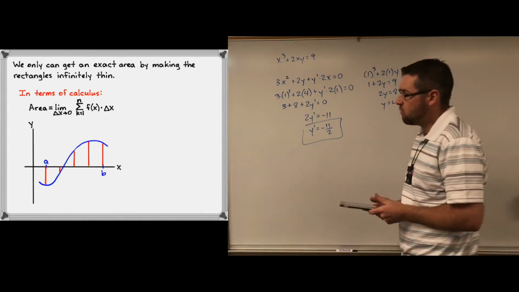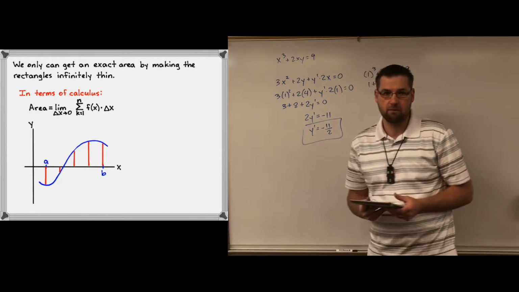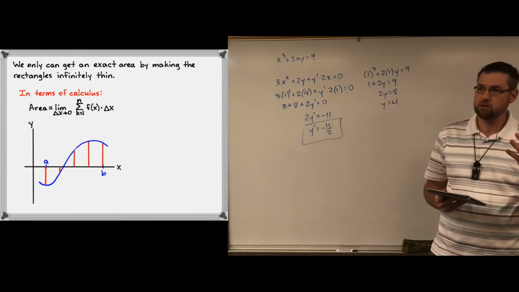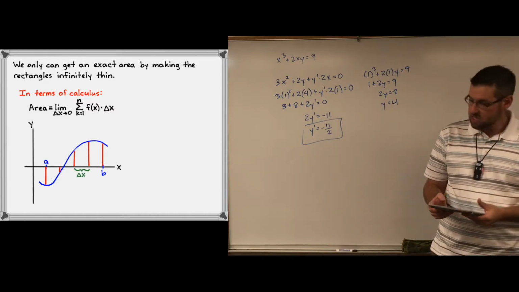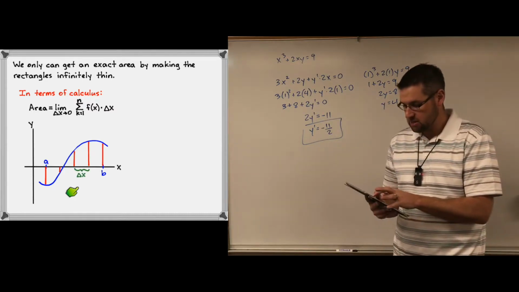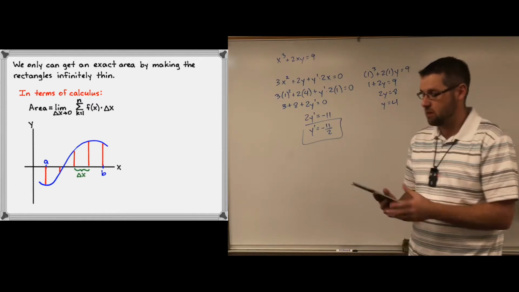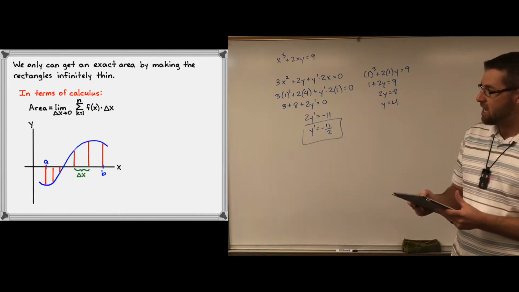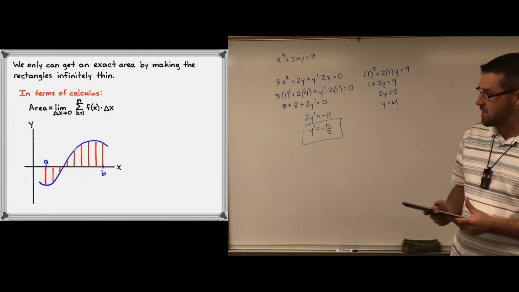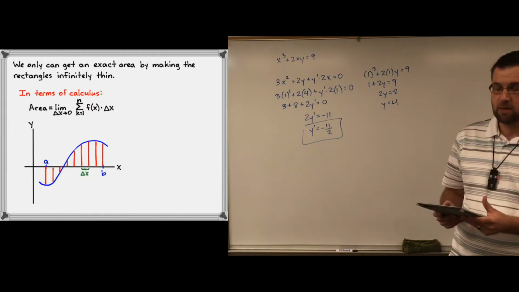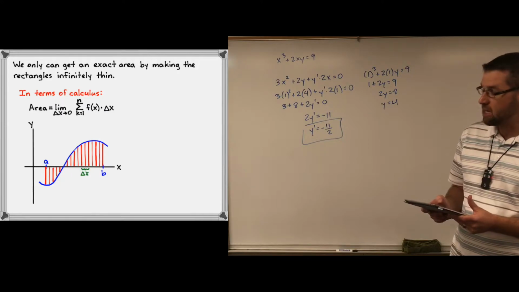Based on what I had before, how many rectangles do I have right now? We have 4 rectangles. And how wide was each one in the previous frame? They were 2. So this length here represents delta x. It represents the width of the rectangle. In order to make delta x get smaller, I need to add more rectangles. So delta x is now that length. And I'm going to keep cutting it and cutting it and cutting it, and now delta x is that length.